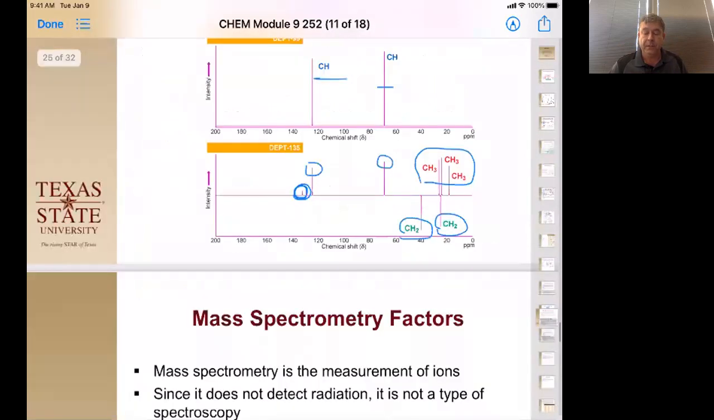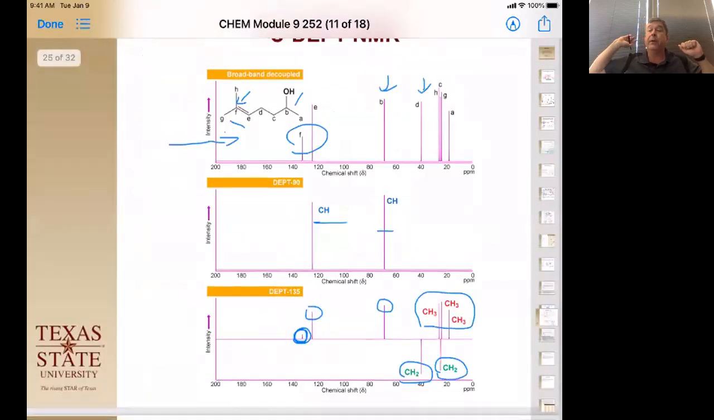All right, questions about carbon NMR? Remember, we only need two things with carbon NMR: relative position and number of unique peaks.